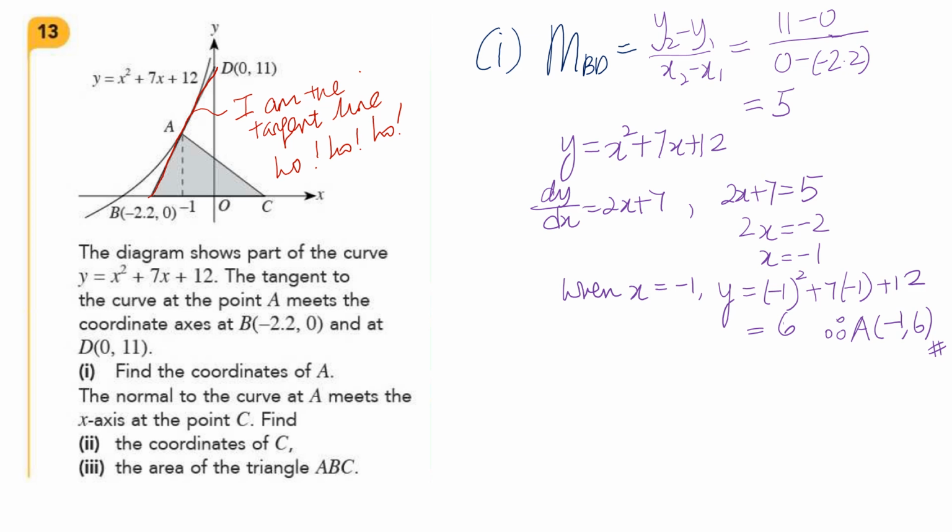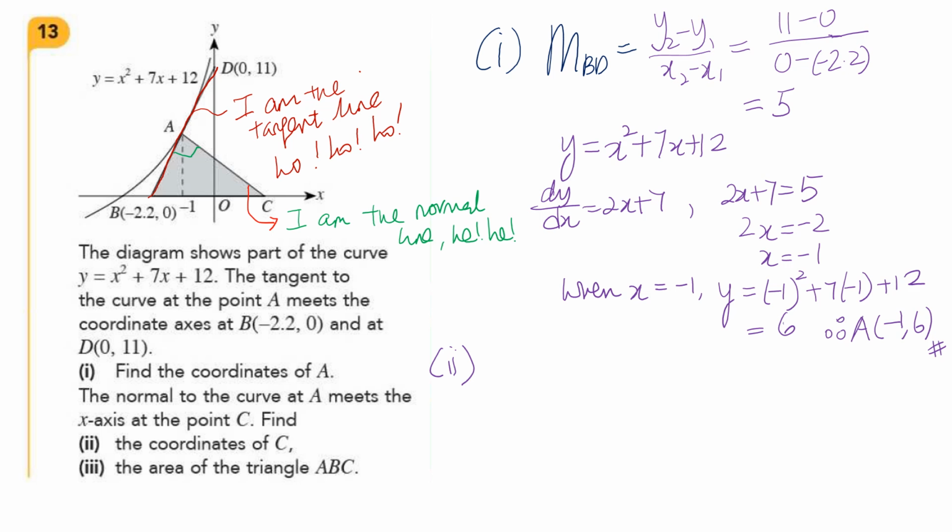Alright, so that's how you do part 1. Let's look at part 2. The normal to the curve at A meets the x-axis. Okay, so this one is your normal. I am the normal line. So the normal and the tangent line are perpendicular to each other. Find the coordinates of C.